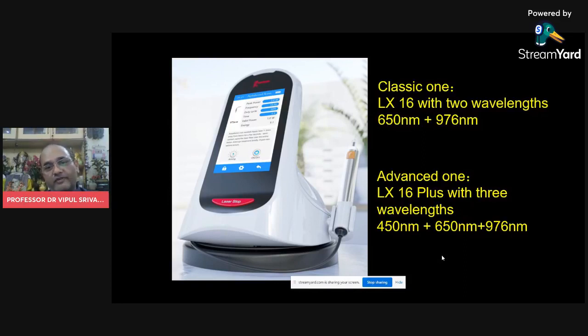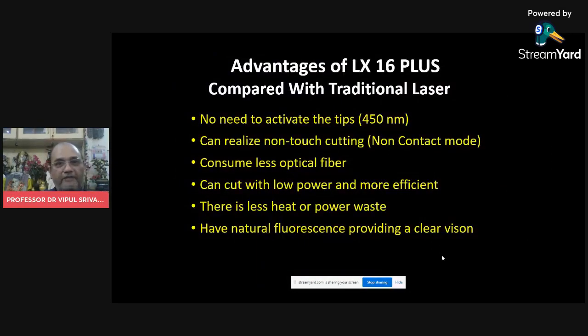It has got 650 nanometer, which is a red visible laser dedicated to low level laser therapy. And they also have 976 to 980 nanometer, which is close to 980 nanometer. Now, why do we need three wavelengths? We'll go one by one. Advantage of LX16 plus compared to the traditional laser.